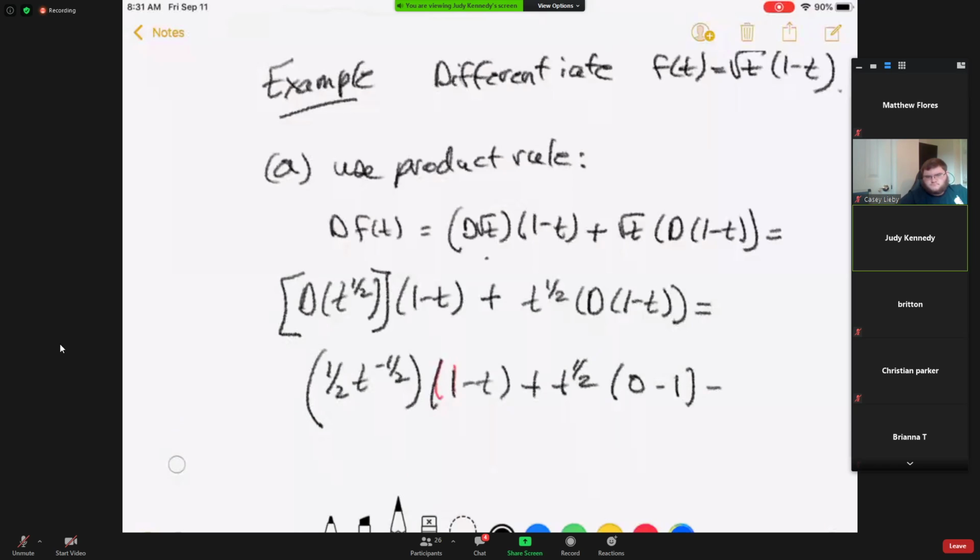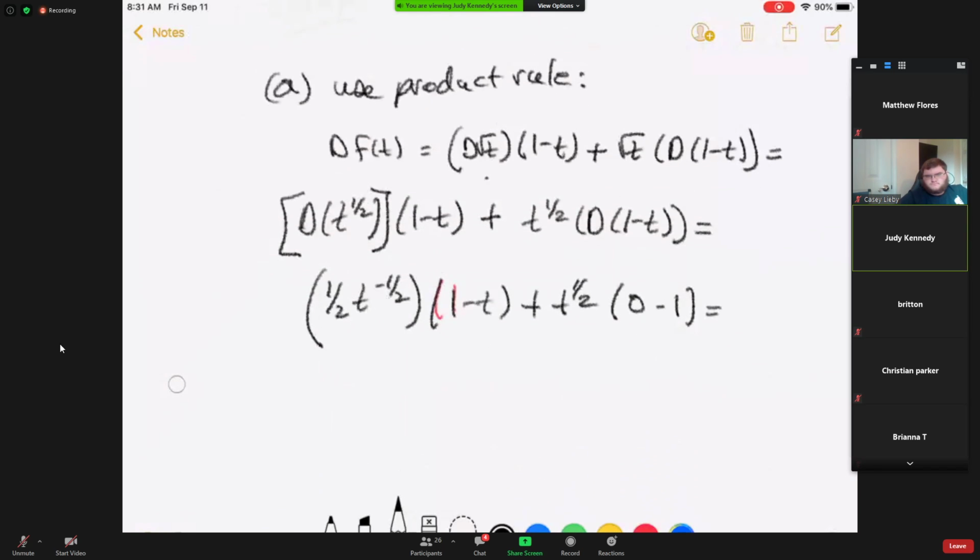And it's t to the first power, so the derivative is 1 times t to the 0 power. Think of it that way. So we wind up with 1/2 t to the minus 1/2 times 1 minus t, minus t to the 1/2. And so this is fine.